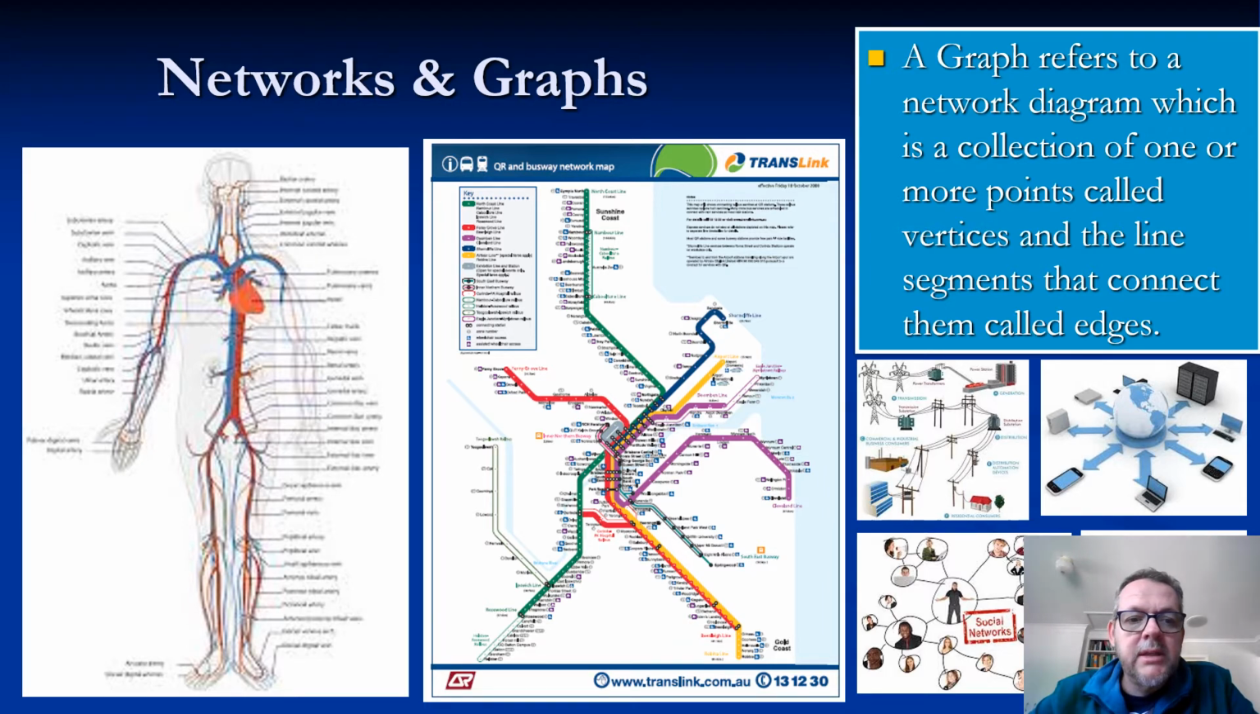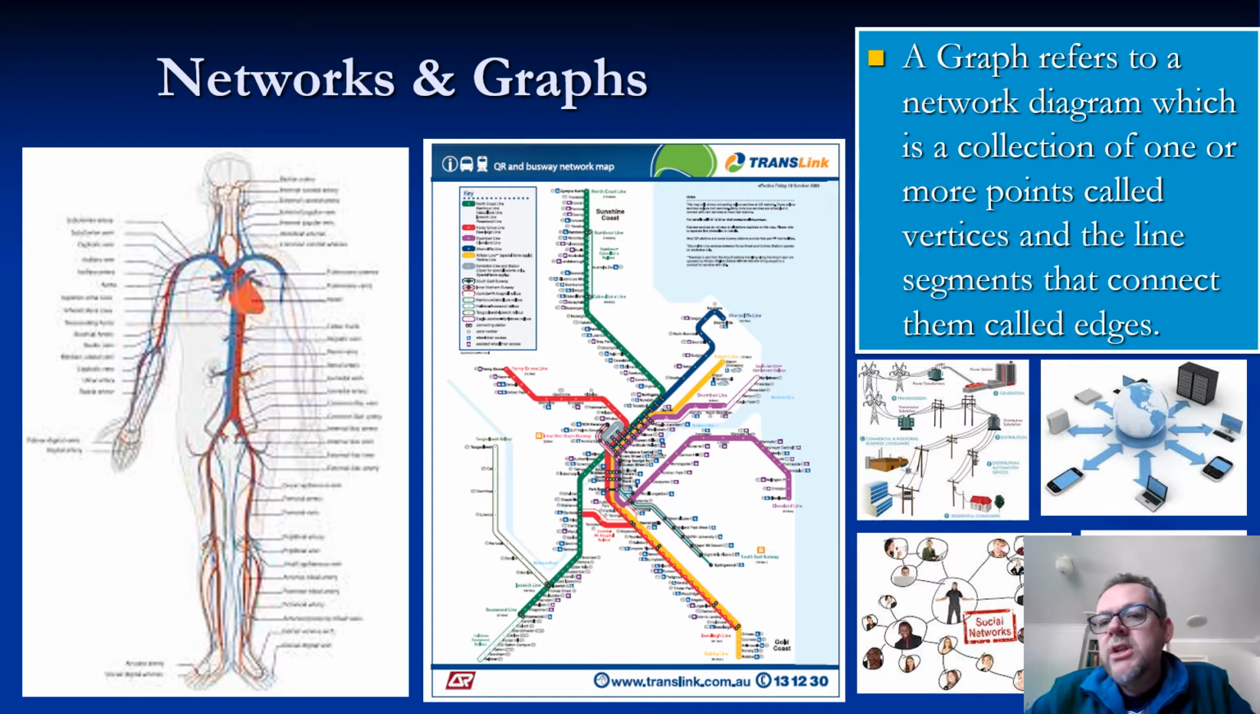Currently we can see that it can be, for example, your circulatory system may have blood vessels going throughout your body, or you can see here in Brisbane the rail link. You could also think about the power or computer or social networking. In fact, the world is getting more and more connected, isn't it?